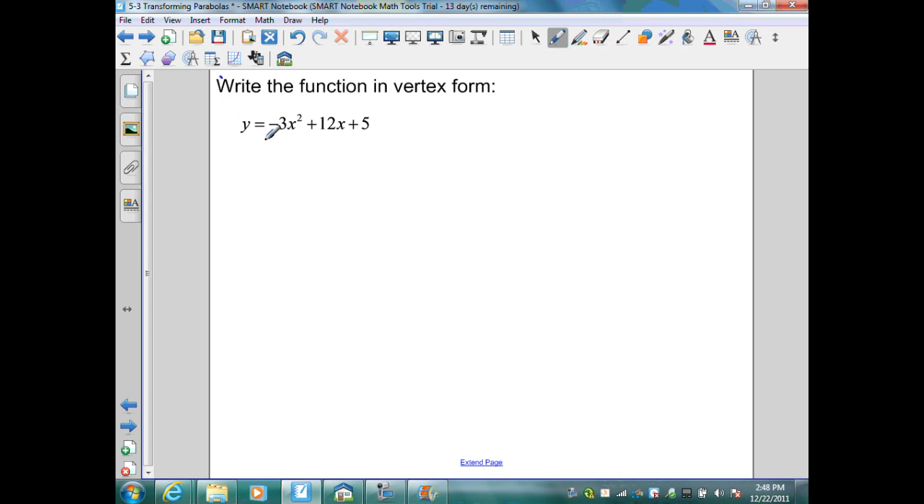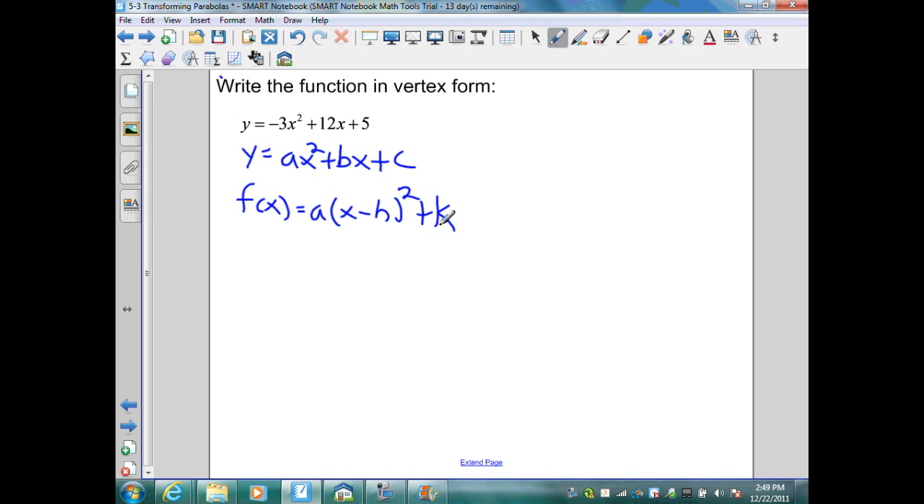On this example, we're asked to write the function in vertex form. We're given standard form. We know that standard form is y equals a x squared plus b x plus c. We know we want to get this form to be f of x equals a times x minus h, quantity squared, plus k. We already know the a. We need to determine our h and k.